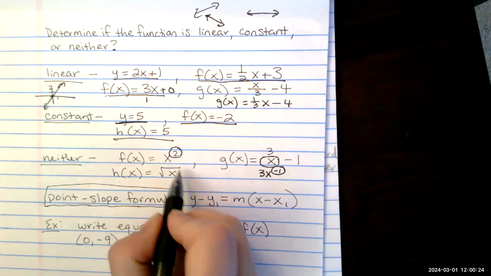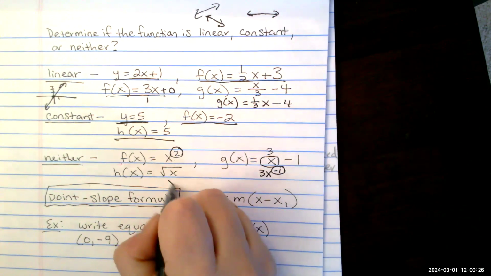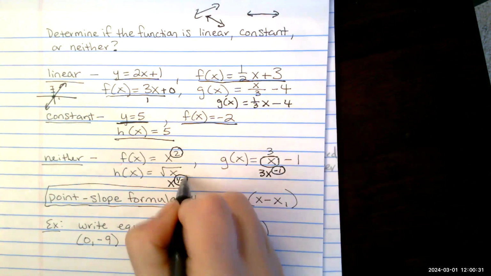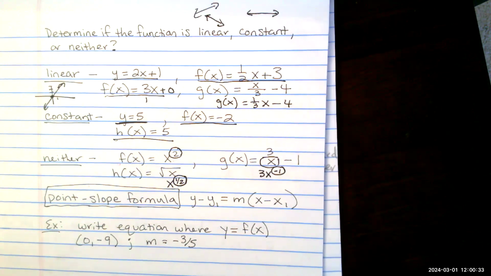And same thing here, square root of x obviously looks different, but again, you can rewrite that as x to the 1/2. So another exponent that is different. Okay, so all these are examples of the neithers.